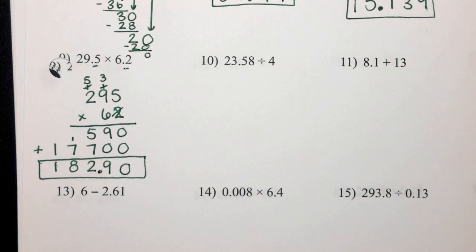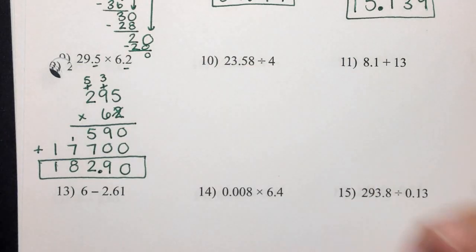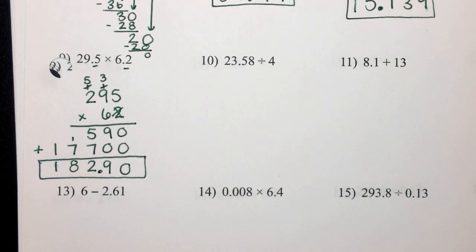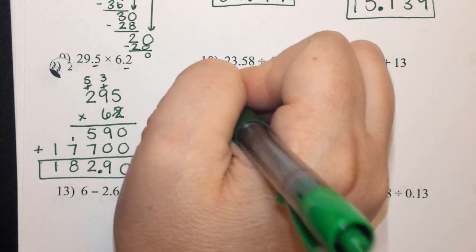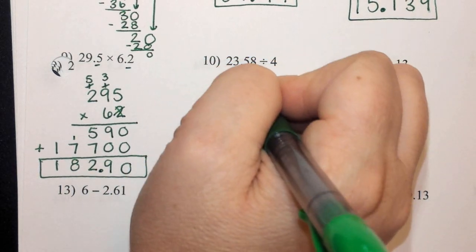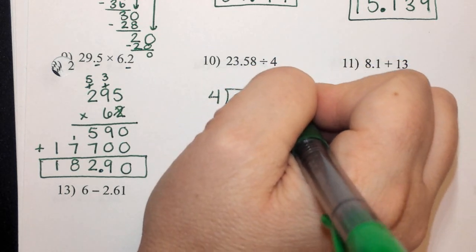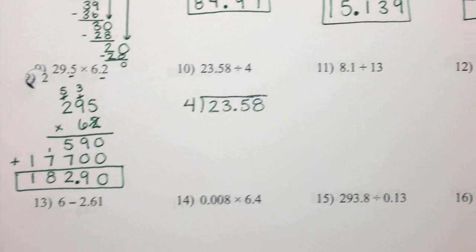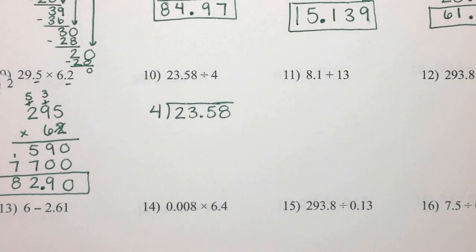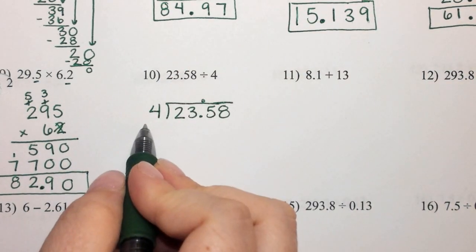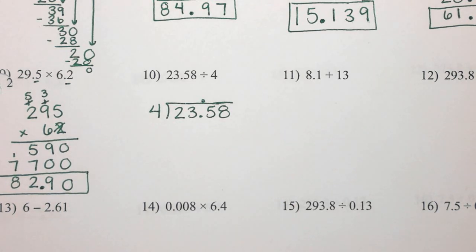All right, we're going to look at 10, and then that will leave you with 11 through 20. All right, so for number 10, what number is going at the door? 4, because it's second. And then in the house we have 23.58. All right. What do I need to do to my decimal? Gabby? Raise it up. Is there a decimal at the door? No. So do I have to move it at all? Just raise it straight up.